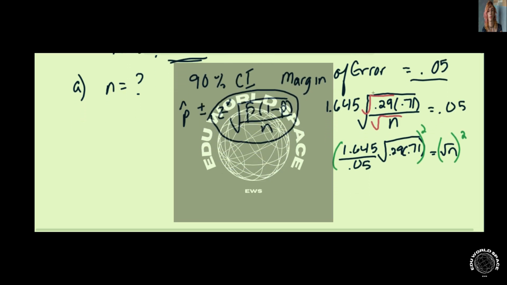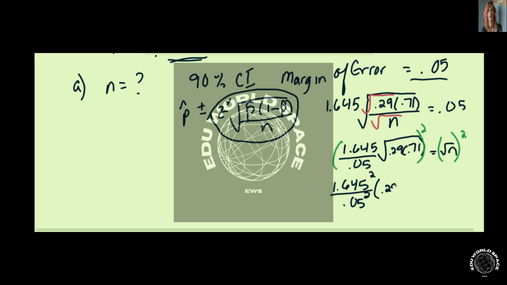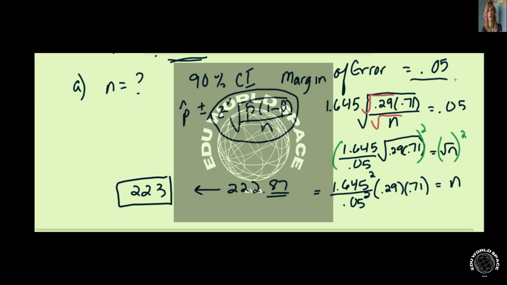In doing so, we get that value squared over this value squared, and then this square will cancel out that square root, so this will just be 0.29 times 0.71. When we hit that on our calculator, I did that a little bit ago, and I got 222.87. Regardless of what this decimal is, you want to round up. Therefore, we would need a sample size of at least 223 in order to have a margin of error for our confidence interval of 0.05.